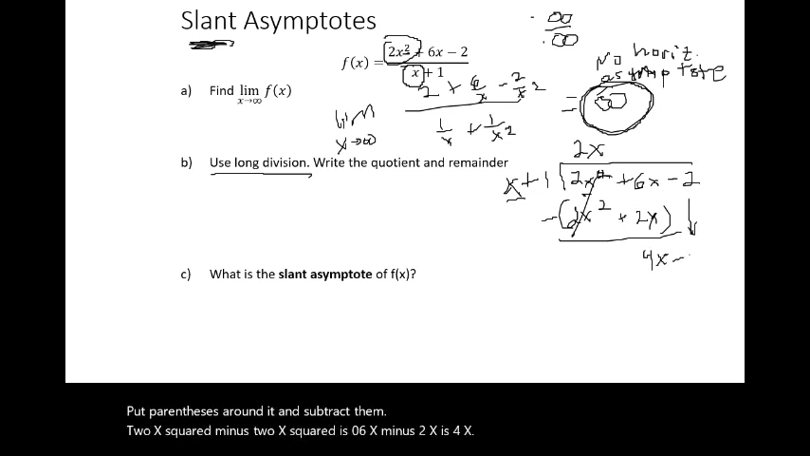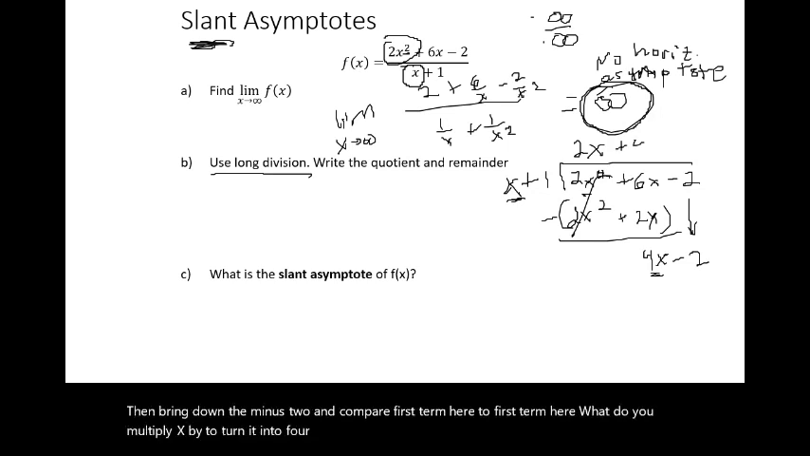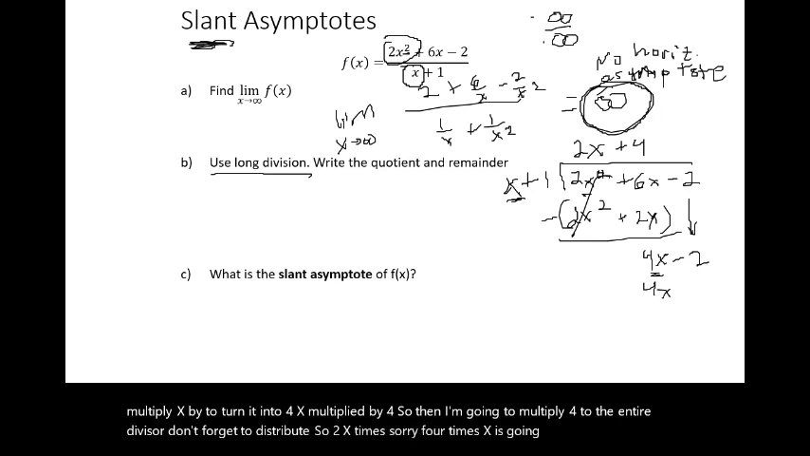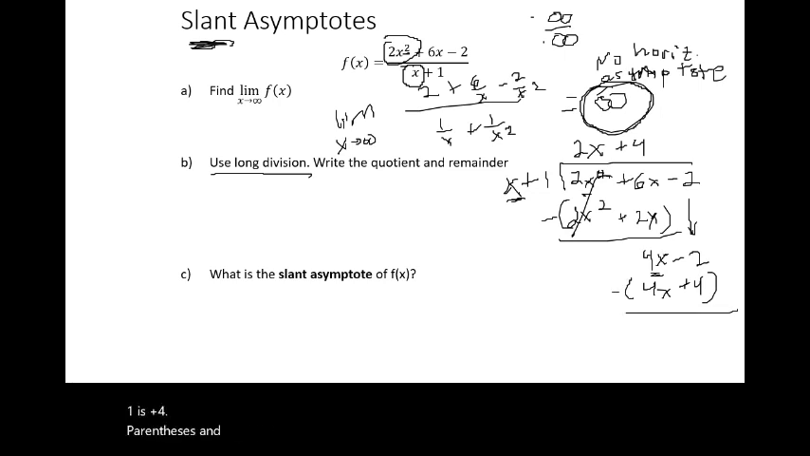Then bring down the minus 2 and compare first term here to first term here. So what do you multiply x by to turn it into 4x? Well, you multiply it by 4. So then I'm going to multiply 4 to the entire divisor. Don't forget to distribute. So 4 times x is going to be 4x, and then 4 times 1 is plus 4. Parentheses and subtract. 4x minus 4x is 0. Negative 2 minus 4 is negative 6. And that is going to be our remainder.